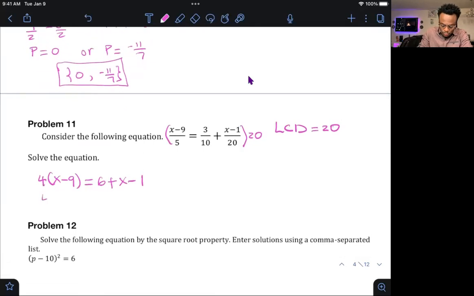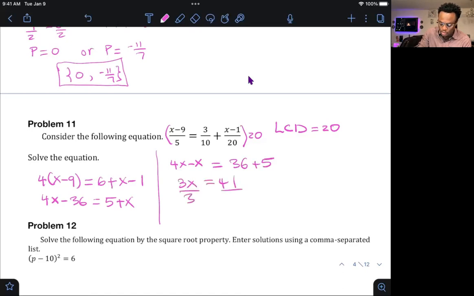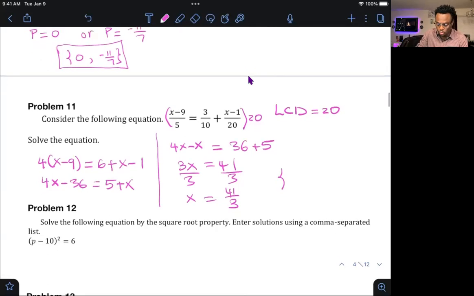Distribute 4. So that's 4x minus 36 equals 6, not 6, that's 5 plus x. So we group the x's on one side and the constants on the other side. So that's 4x minus x equals 36 plus 5. So that's 3x equals 41. Divide by 3, x equals 41 over 3. Your solution set is 41 over 3.